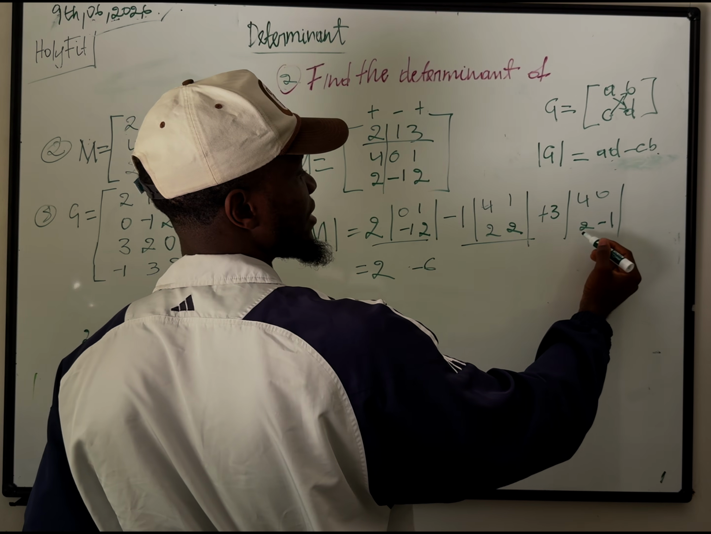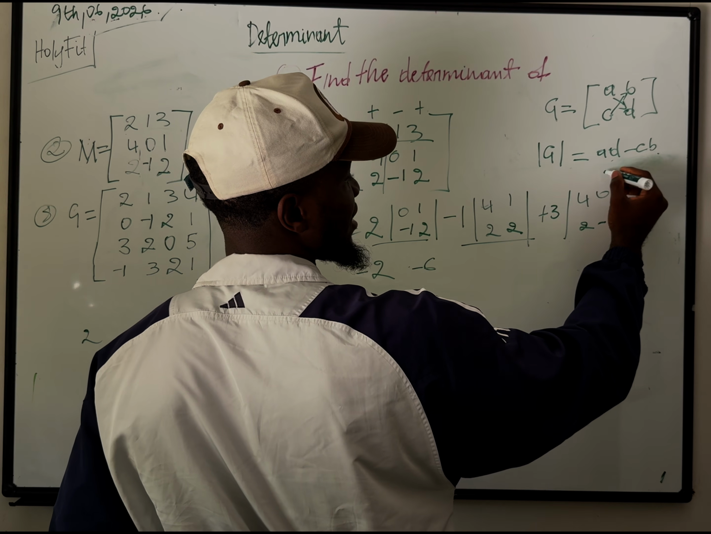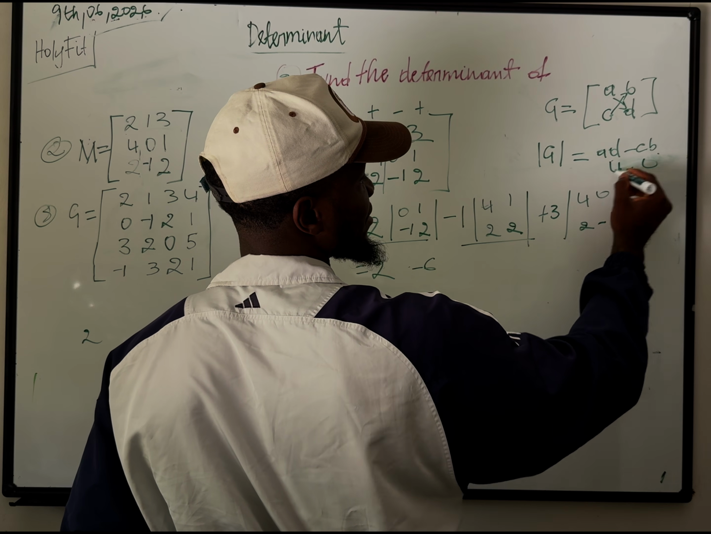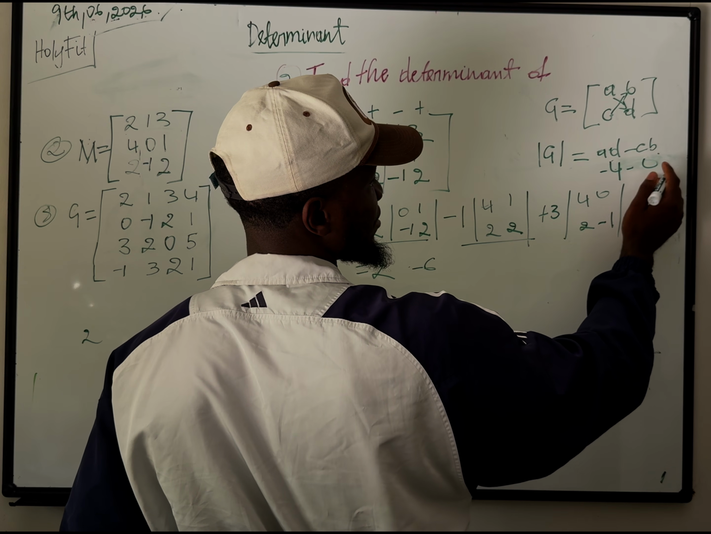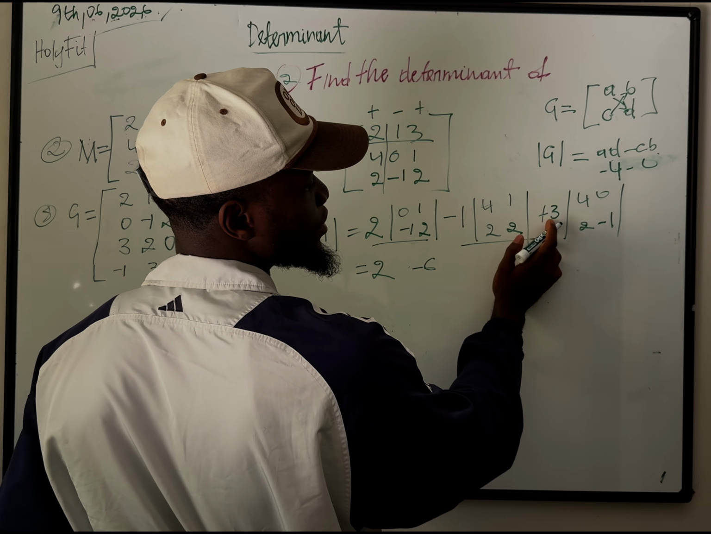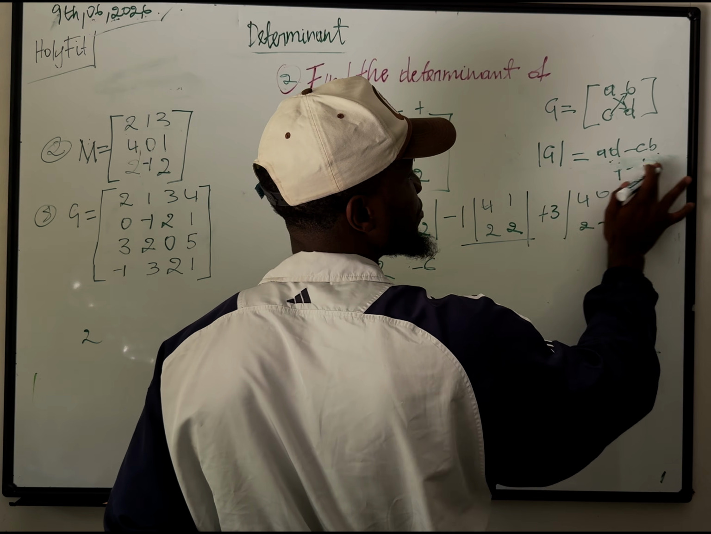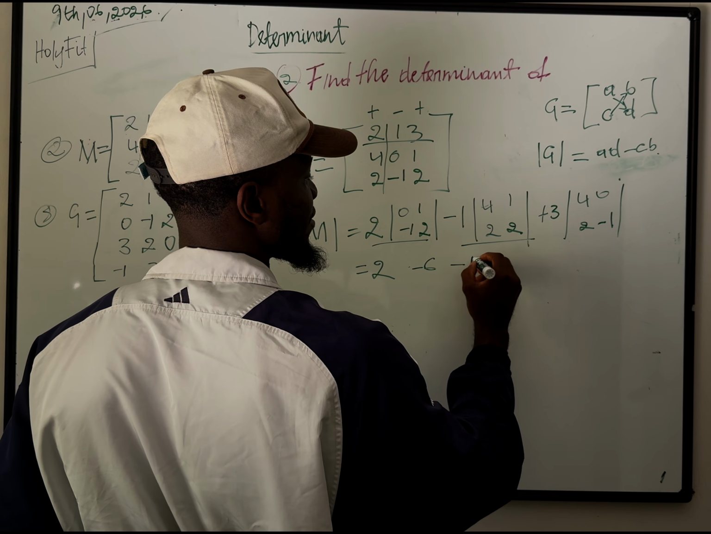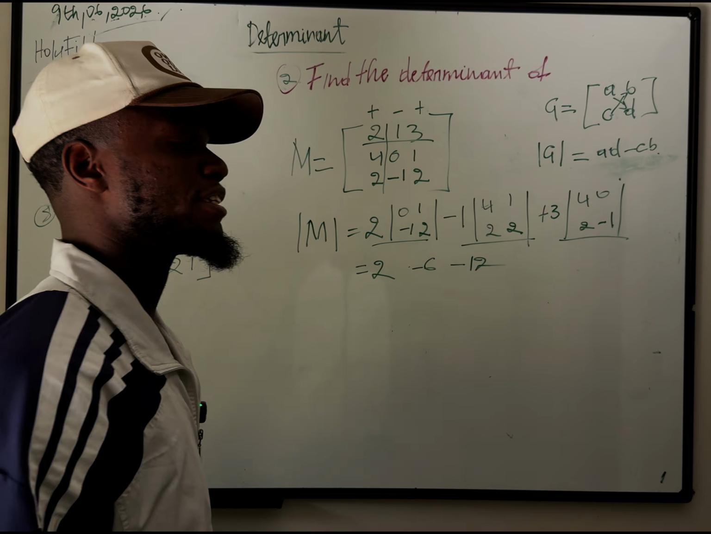And here we're going to have 4 -0. So -4 -0. And this is going to give us -4. -4 times 3 is going to give us -12. And this is also checked.